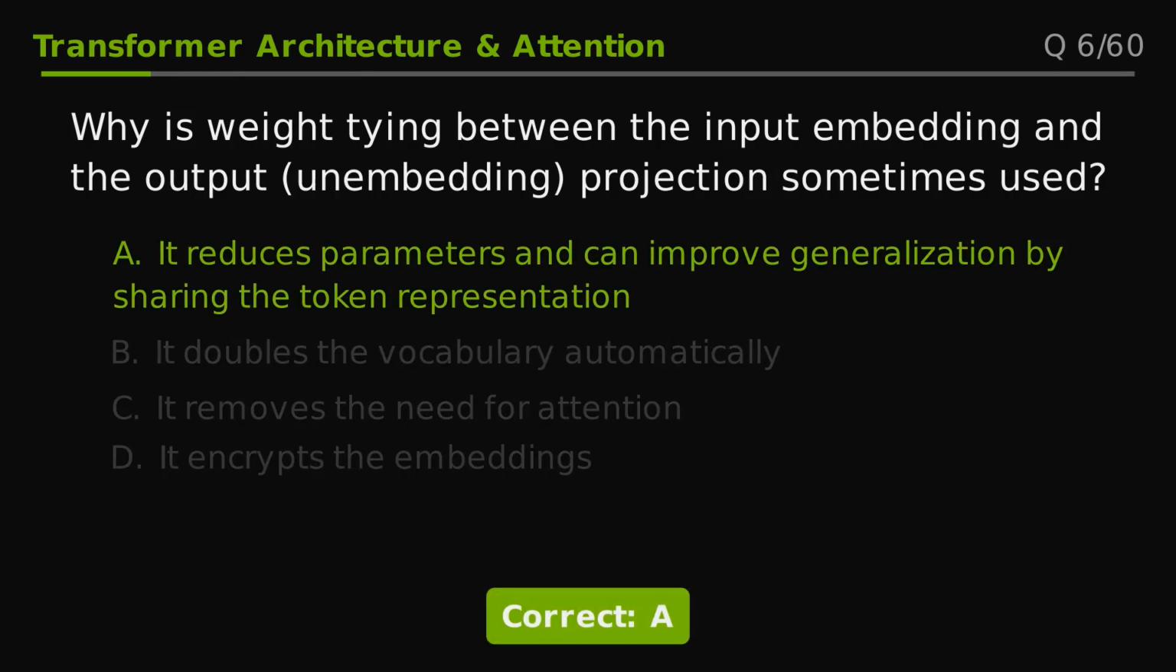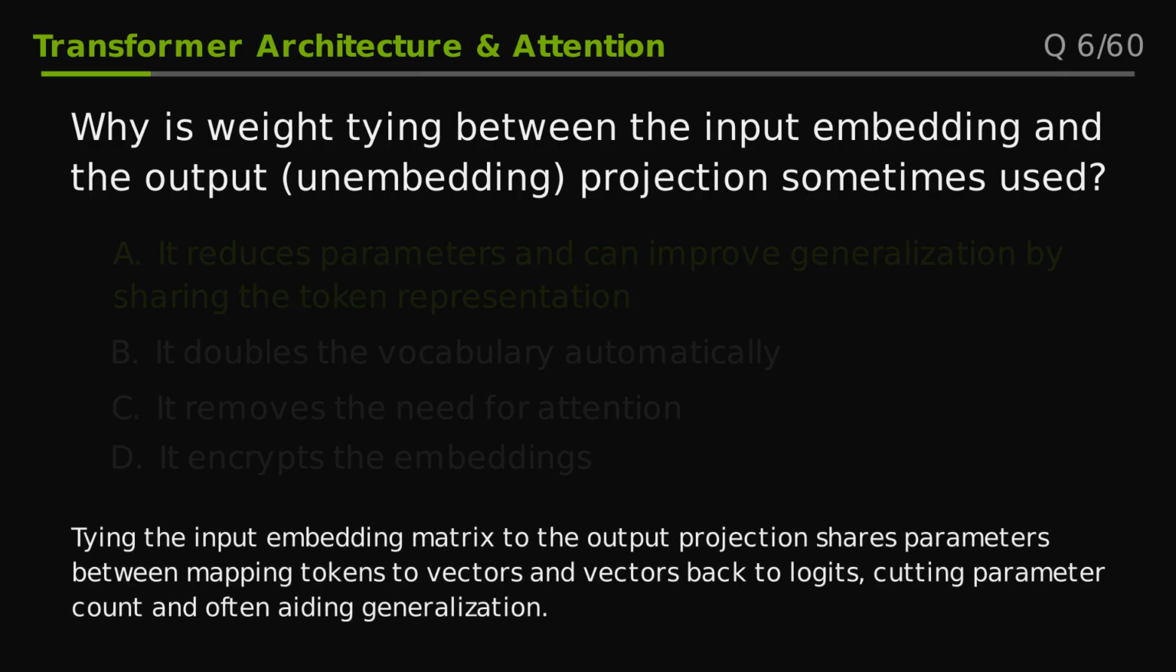The correct answer is A. Tying the input embedding matrix to the output projection shares parameters between mapping tokens to vectors and vectors back to logits, cutting parameter count and often aiding generalization.